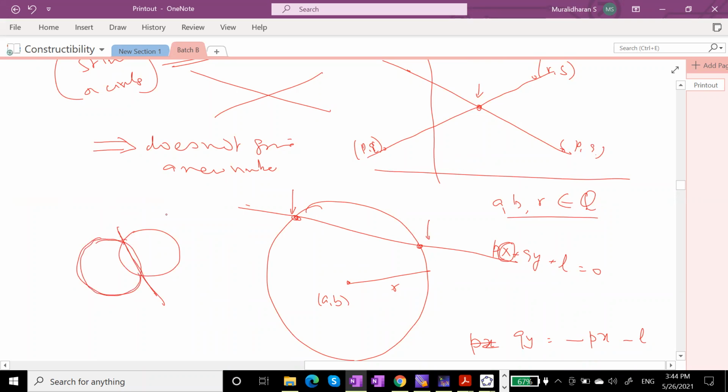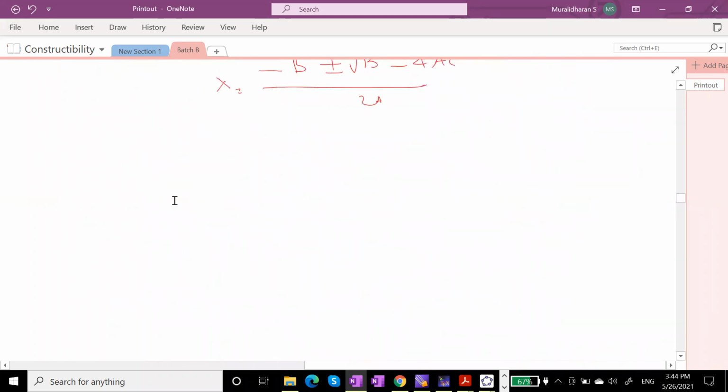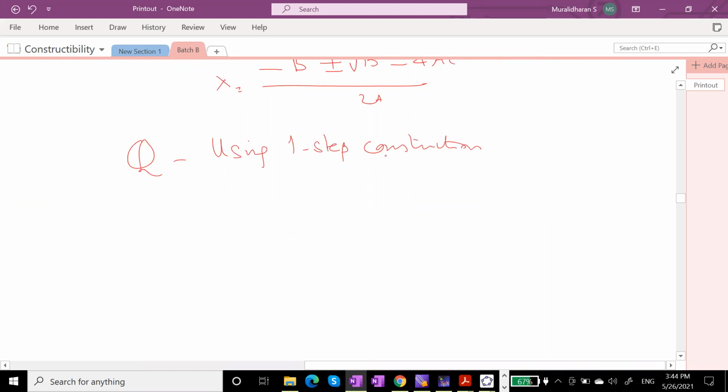So by using a one-step process, if I start with Q, by using one-step construction, which would mean either intersecting two lines, or two circles, or one circle and a line, we can only get this set, that is a plus b root c, where a, b, c are in Q. Let us call this F naught, so that we can easily compute. This will be F1.